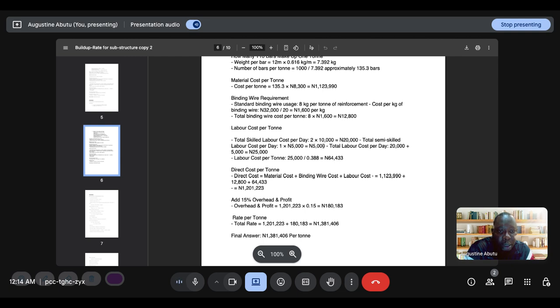The cost for one skilled labor per day is 10,000. 2 skilled labor is required. 2 times 10,000 is 20,000. For a semi-skilled labor, 1 is required and his labor per day is 5,000. Once you sum them up, our sum total for our labor is 25,000. The work output for one gang is 0.388 tons. So once you divide 25,000 by this, it will give us 64,433 for our labor.